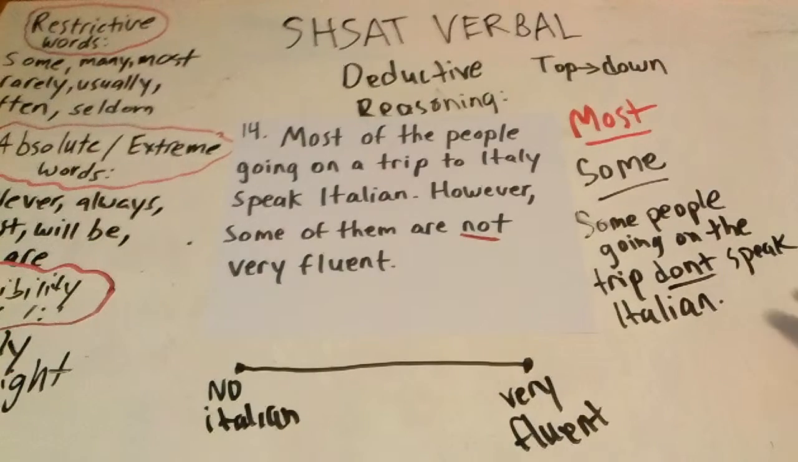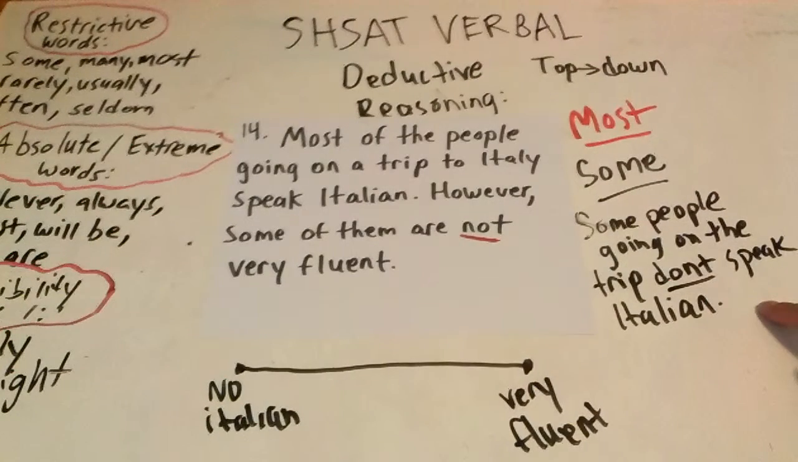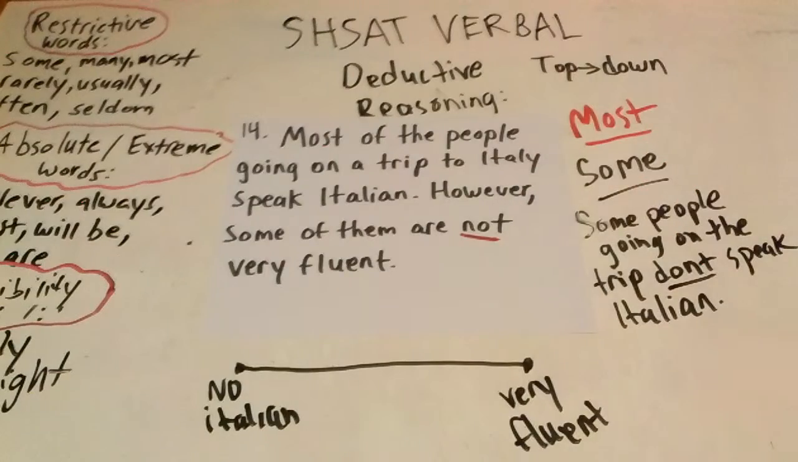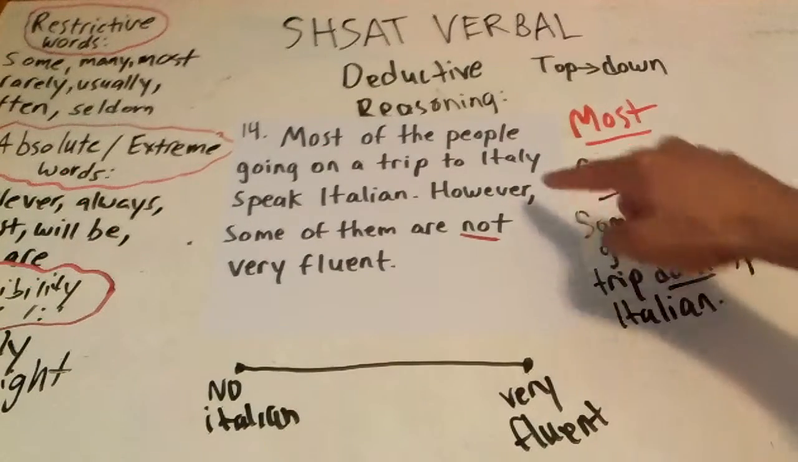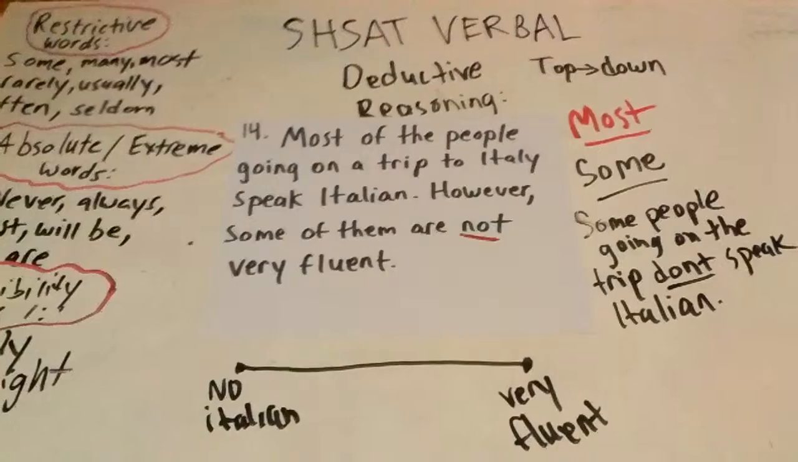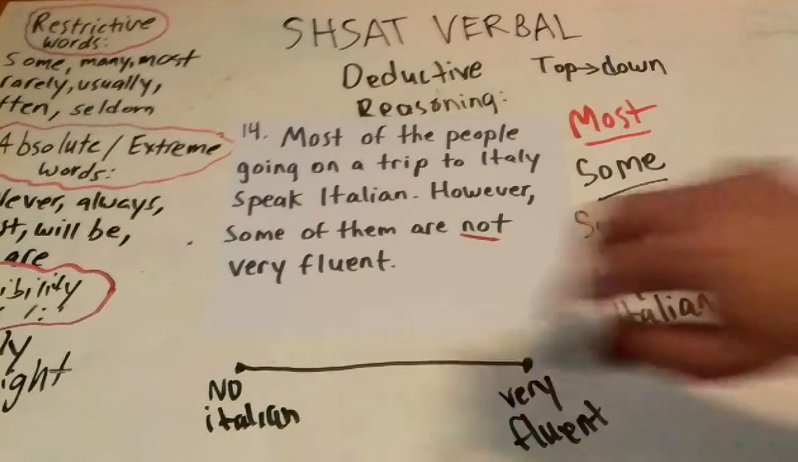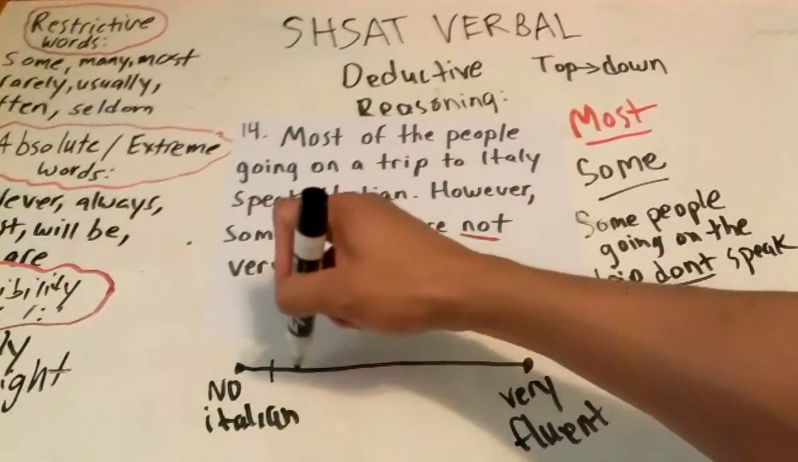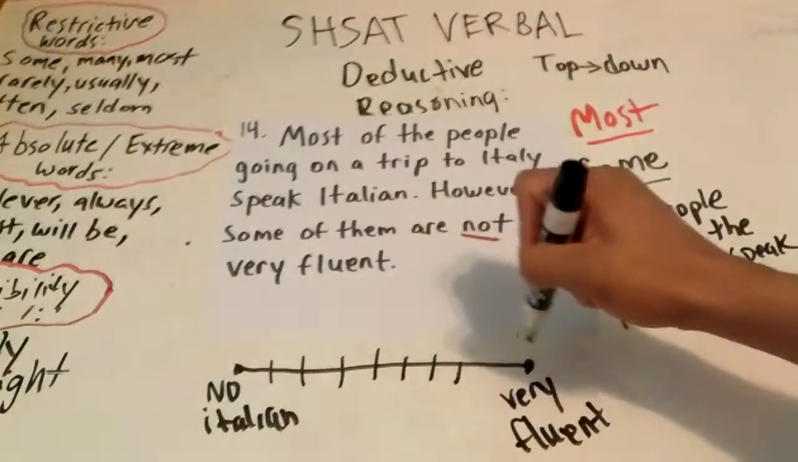So what do we know? That some people going on the trip don't speak Italian. That most of the people going on the trip do speak Italian. But that some of them are not very fluent. Alright, so there's people who speak no Italian, a little more, a little more, a little more. How much more? We don't know.